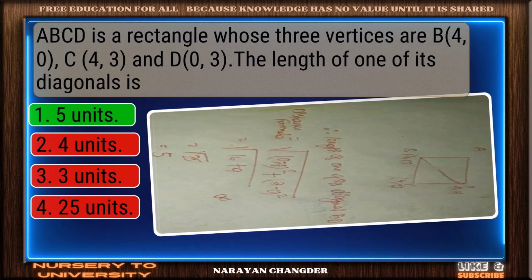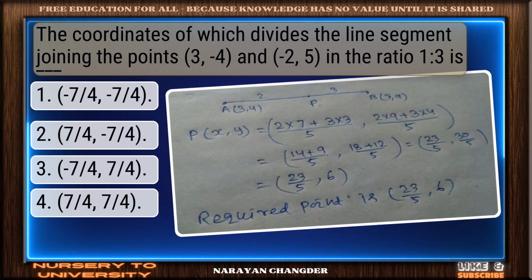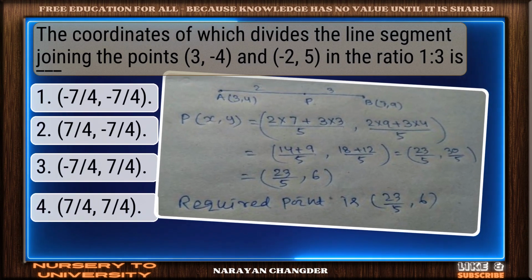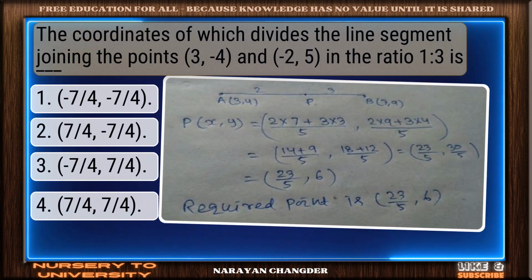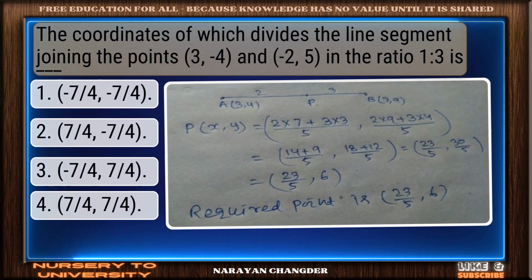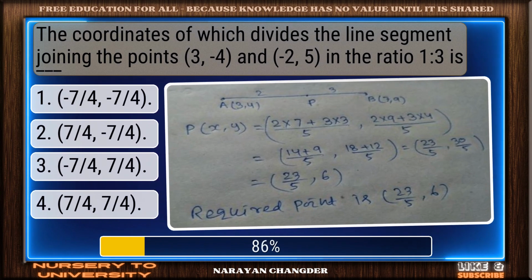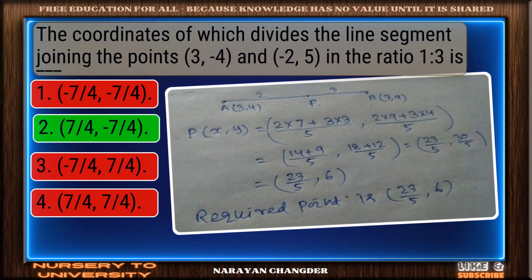Correct. 5 units is spot on. The coordinates of which divides the line segment joining the points and in the ratio 1:3 is dash. Nice work. Fits perfectly.